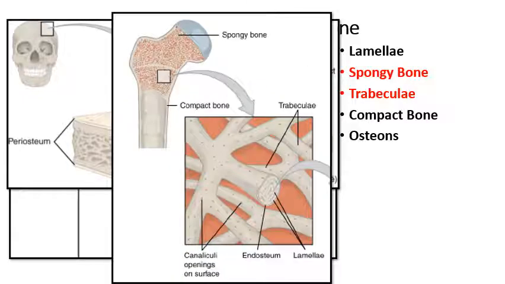If you look at the trabeculae up close, they look like this. They are formed of rings of lamella, but not as big. The rings are not as big as you find in compact bone, and there's no canal down the center.